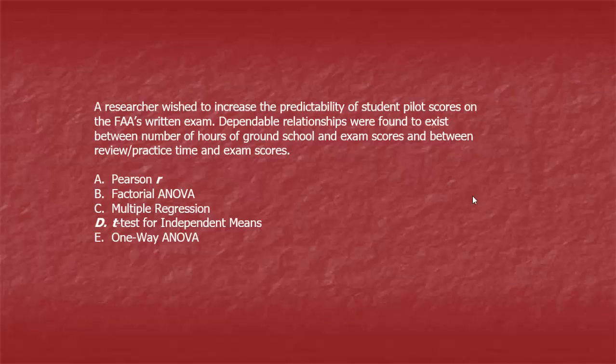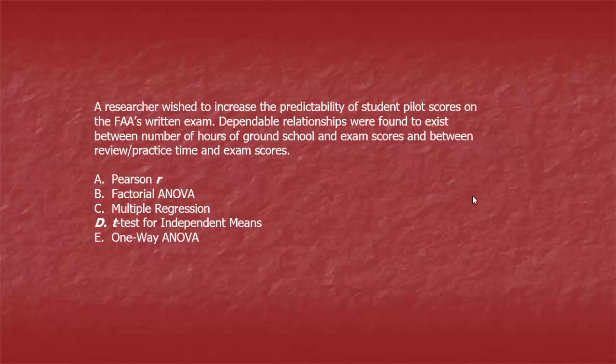Well, let's run through the choices. Pearson's r, will that work? Well, I guess technically it could work. We do have continuous variables here. Number of hours of ground school, that's continuous. Exam scores is continuous. Practice or review time is continuous. Exam scores, again, is continuous. So we have all continuous variables. Technically, you could run two different correlations here. But it's really not the most appropriate thing, because you could look at these two relationships simultaneously by doing a different test. Is it factorial ANOVA?